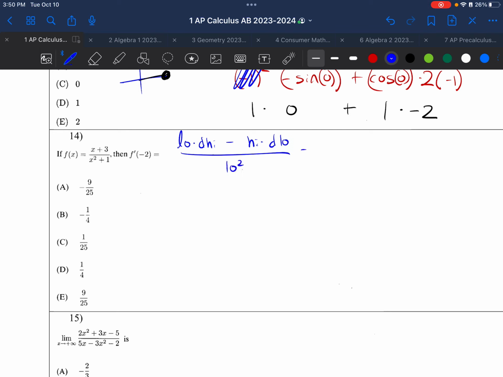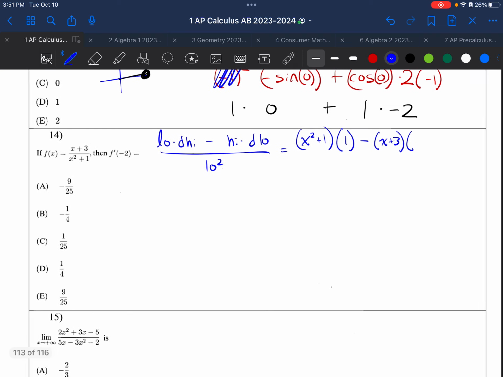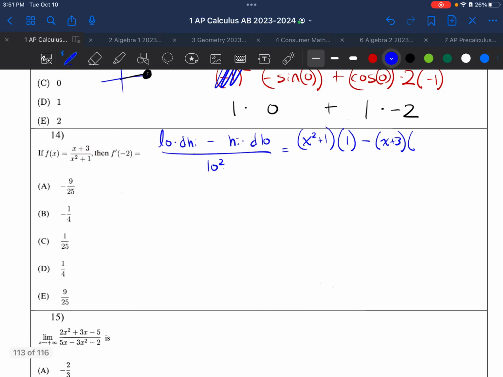So in this case, let's fill this in. For low, we've got x squared plus 1. And that's going to be multiplied by, so I don't need a dot anymore, it's just parentheses, the derivative of high. The derivative of the top is 1. And then subtract high, which is x plus 3, multiplied by the derivative of the low. So the derivative of x squared plus 1 is 2x. This is all going to be divided by low, so this is going to be x squared plus 1, and that quantity squared.